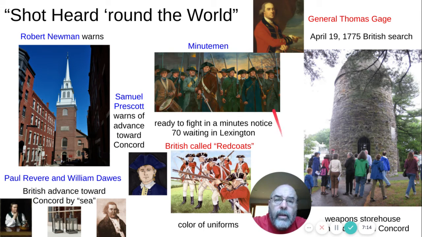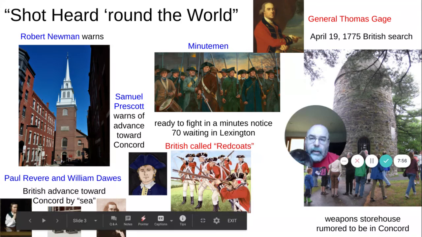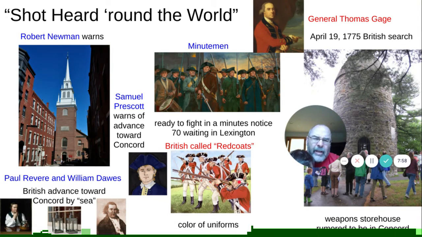And so General Thomas Gage, who is the governor of Massachusetts at the time, is going to hear that the colonists have weaponry, guns, ammunition, bullets, gunpowder, cannons here at Concord. So you can see this is the weapons storehouse rumored to be in Concord. This is actually what it looks like today.